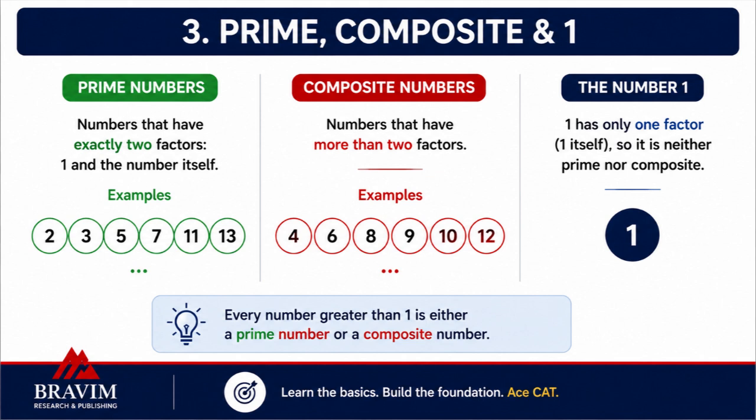Now comes a very common CAT question. What about the number 1? Is it prime? No. Is it composite? Also no. Why? Because 1 has only one factor, which is itself. A prime number needs exactly 2 factors. A composite number needs more than 2. Since 1 satisfies neither condition, it is neither prime nor composite. This is a fact every CAT aspirant must remember.